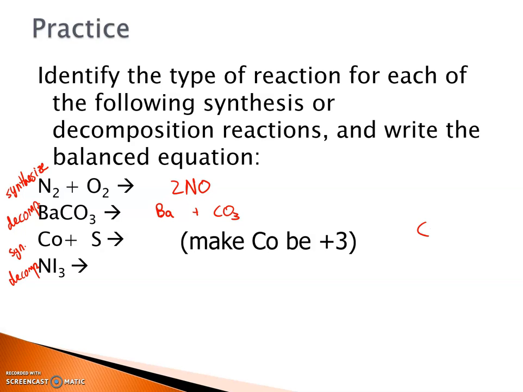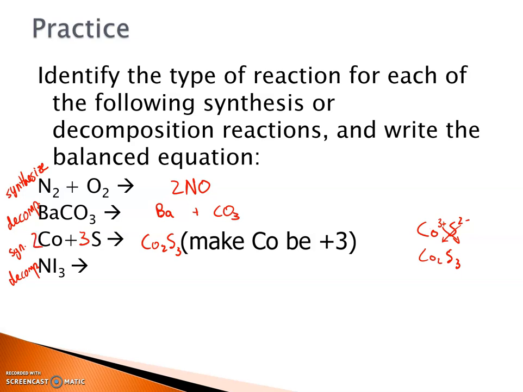Now, this next one is cobalt and sulfur. And so cobalt, we're told we're going to use the 3 plus charge. Sulfur has a charge of 2 minus, and so when we cross those down, because it's an ionic compound, we get Co2S3. And then we have to consider how we're going to make these coefficients the same. We've got 3s in the product side, so we need 3s in the reactant side. We have 2 cobalt in the product side, so we need 2 cobalt in the reactant side.